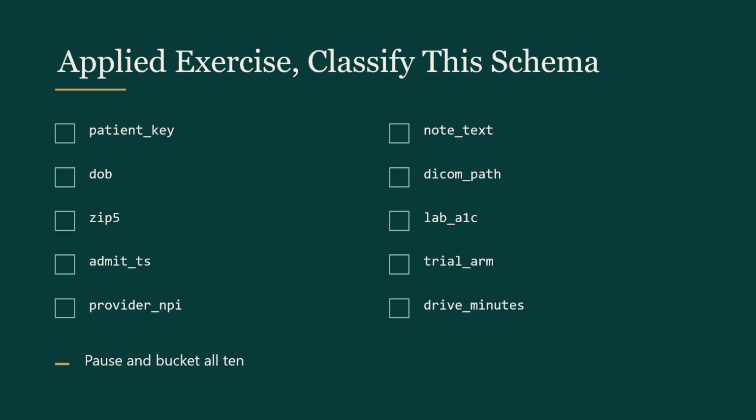Lab A1C, a hemoglobin measurement, sensitive attribute, and a quasi-identifier at extreme values, because an A1C above 15 is rare enough to isolate. Trial arm, a randomized assignment. Non-identifying, one of the very few genuine members of Bucket 4. Drive minutes, travel time from home to the hospital. Geography in disguise, quasi-identifier. If you scored 8 or better, you are reading schemas correctly.